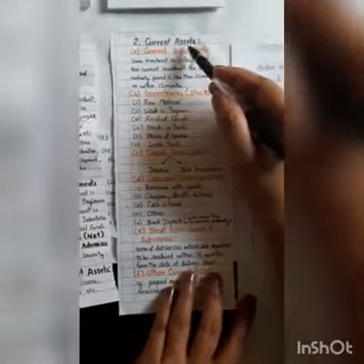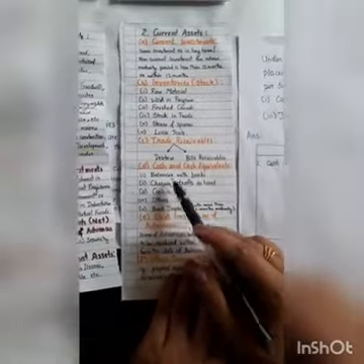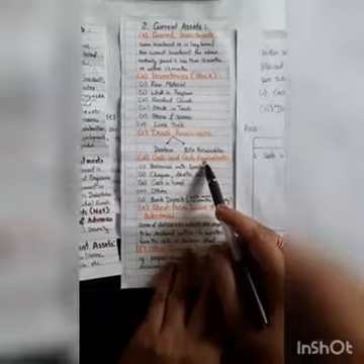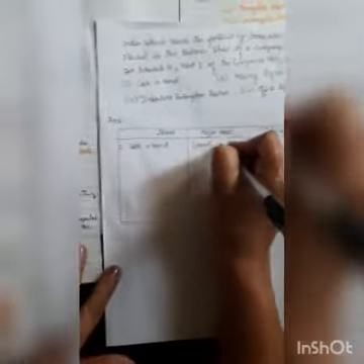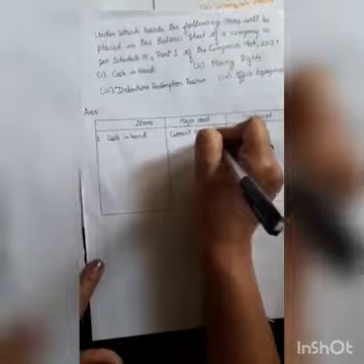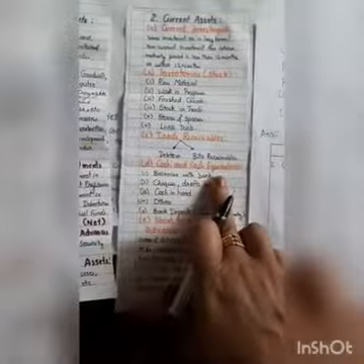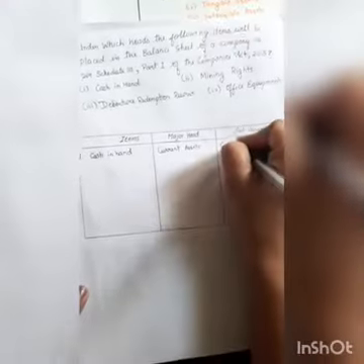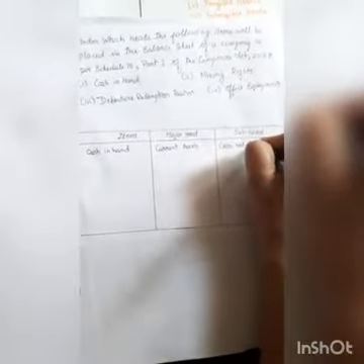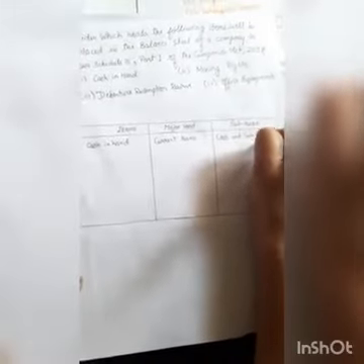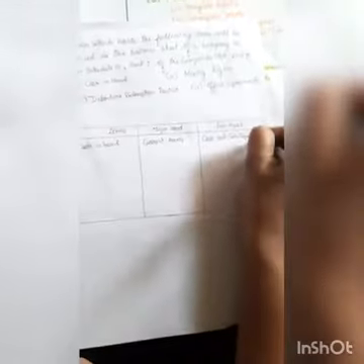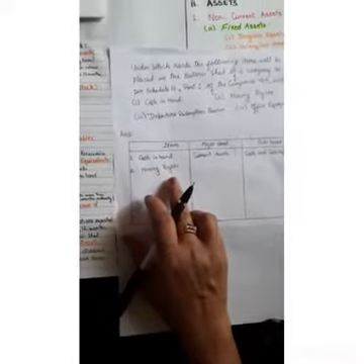So let us see here. You can see that current asset. So cash in hand is coming under cash and cash equivalents. The major head related to this is current assets. So let us write here current assets, and the subhead for cash in hand is cash and cash equivalents.